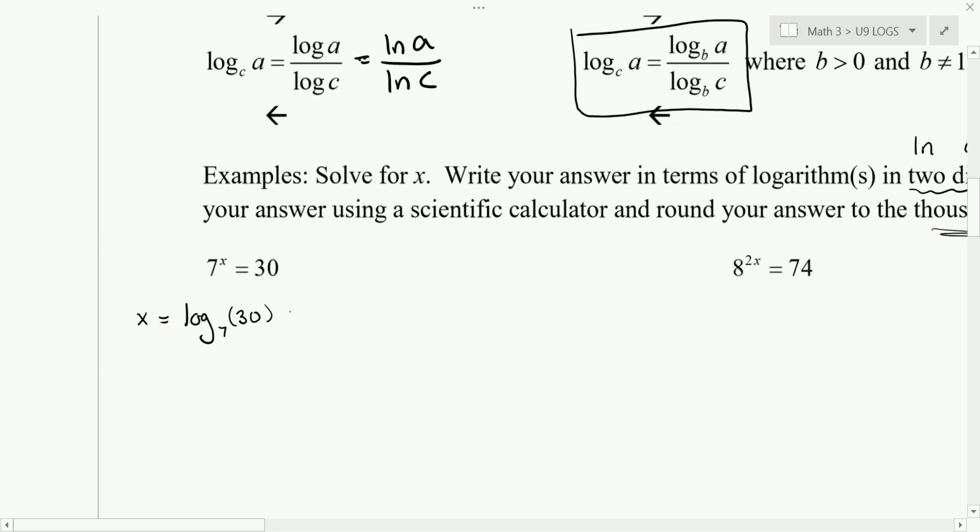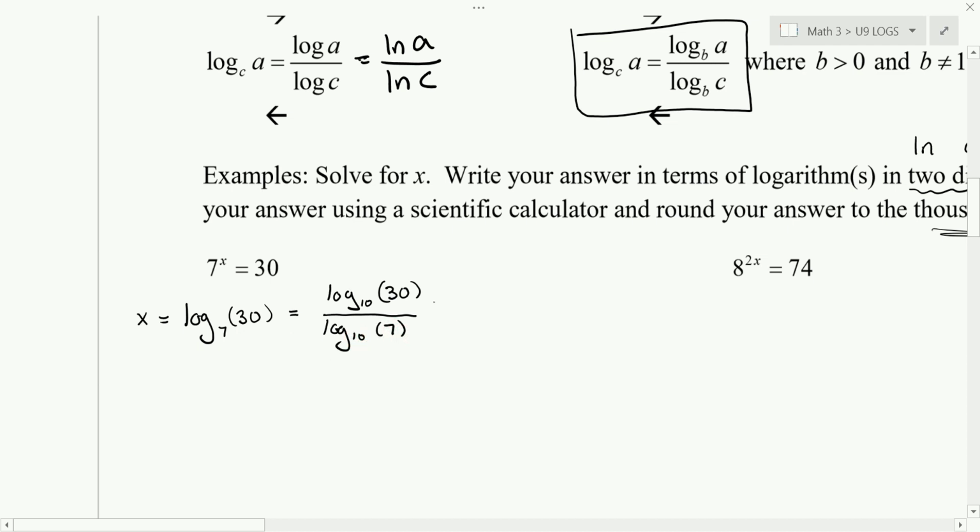And then the change of base formula says, well, right now it's base 7, we can change it to any other base we'd like. So we could rewrite this as a base 10. So I could write my 10 if I want, I don't have to. But then I'm going to grab the 30 on top. So log base 10 of 30 over log base 10 of 7. Okay, so that's something we can enter into our calculator because it works.